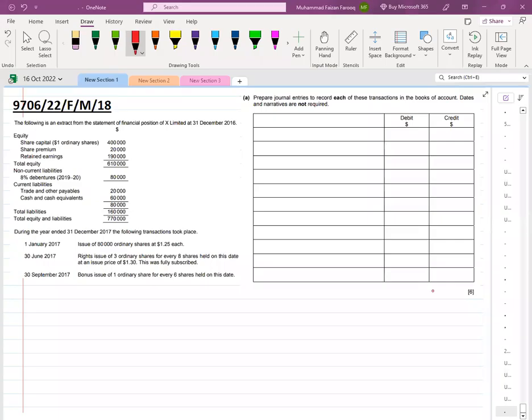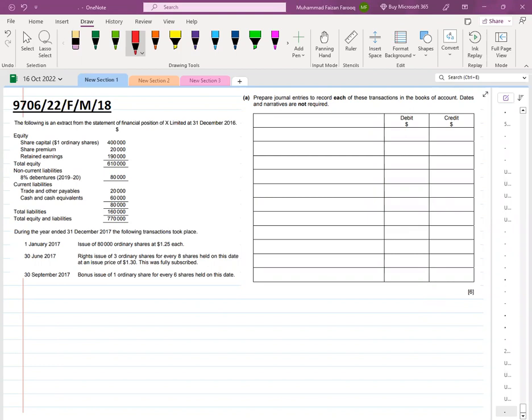This is paper 22, Feb-March 2018. In this paper, the examiner asked to record these three transactions for 6 marks. On 1st January 2017, what happens? The company issued shares, normal shares.